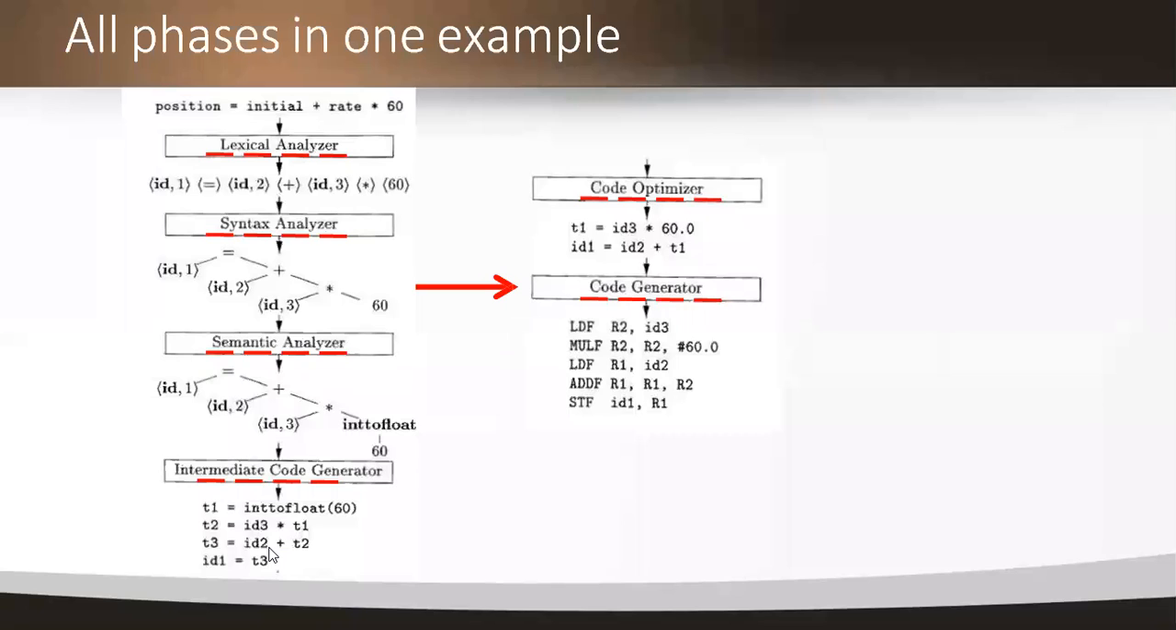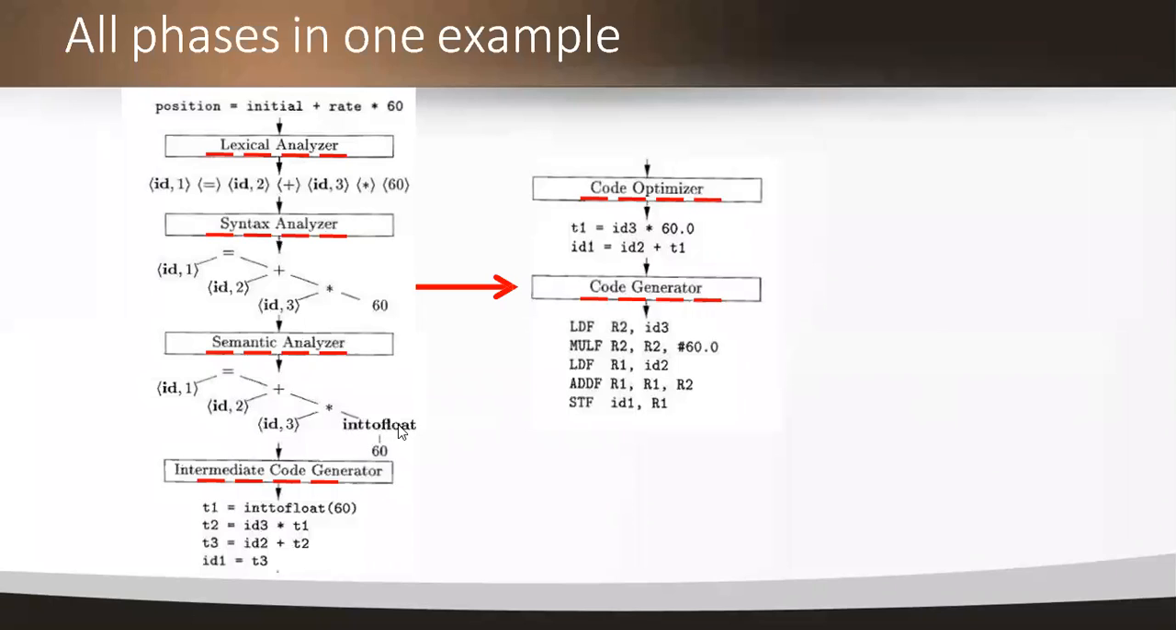T1 is equal to int to float of 60. Here we are clearly defining what the real value is: the data type of 60 is integer to float. We store this in temporary variable number 1.